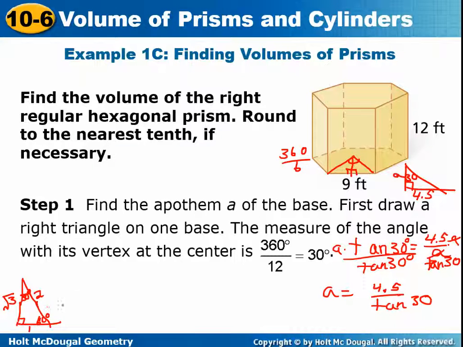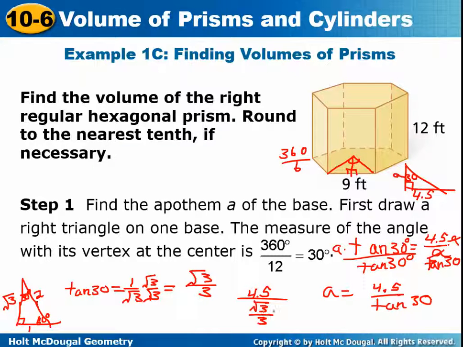So the tangent of 30, this doesn't include the 4.5. The tangent of 30 is 1 over the square root of 3, or the square root of 3 times the square root of 3. You rationalize the denominator to get the square root of 3 over 3. That's the tangent of 30. So we're taking, this is a little more advanced algebra here, we're taking 4.5 divided by the square root of 3 over 3.